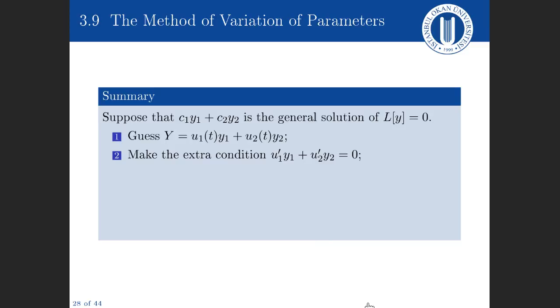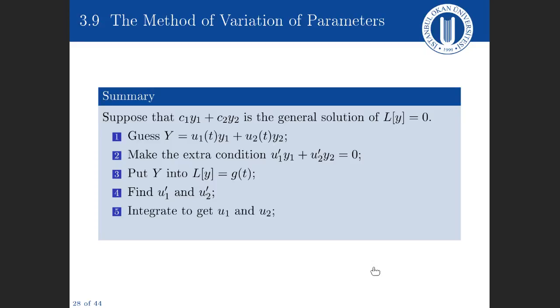We're going to make an extra condition, and it's always the same extra condition. We're always making the extra condition that u1 prime y1 plus u2 prime y2 is equal to 0. We're going to put capital Y into our non-homogeneous equation, and we're going to find equations for u1 prime and u2 prime. We'll solve these equations to find u1 prime and u2 prime. We integrate to get u1 and u2, and then we know our particular solution.